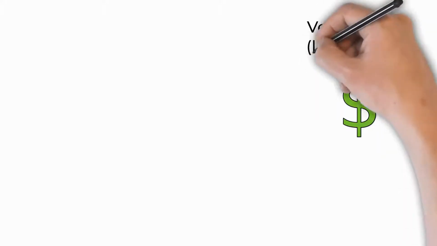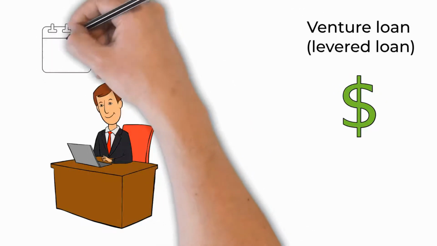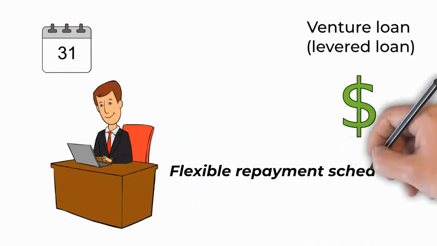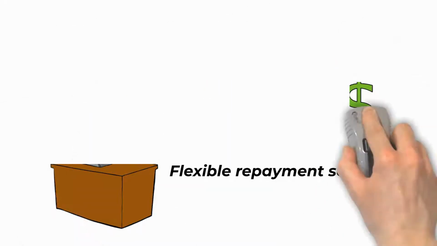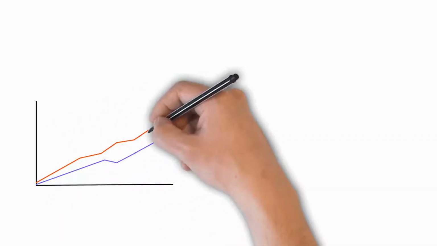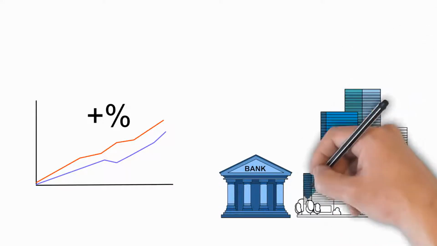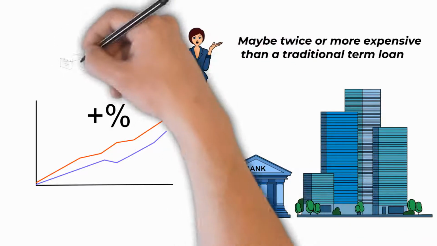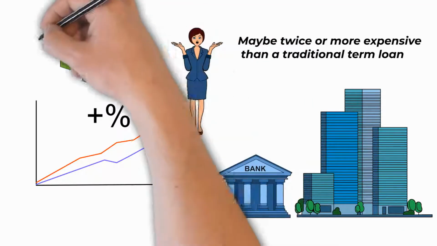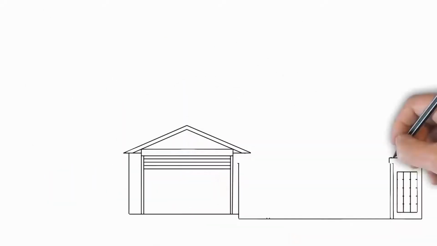The next type of loan is called a venture loan, or sometimes called a levered loan. And these are similar to term loans in that they're often longer term in nature, and you have flexible repayment schedules. It may be even 6 months plus where you don't have to pay any principal back. So that's good. They're a little more expensive. They're offered by banks sometimes, but usually by finance companies of some sort, and they may be twice or more expensive than a traditional term loan. But they're flexible in that you don't have to have the same level of credit that you would with a term loan to get a venture loan or a levered loan.